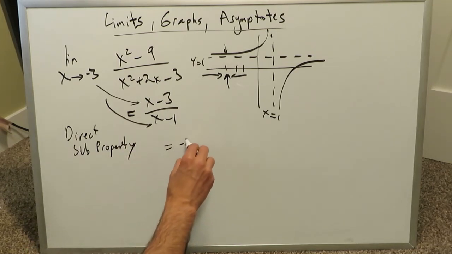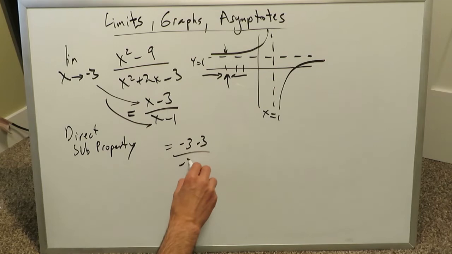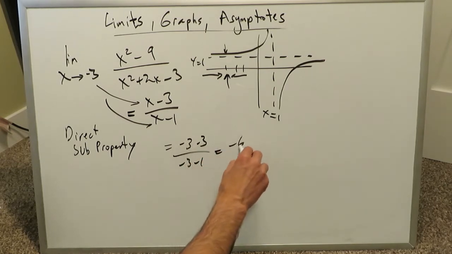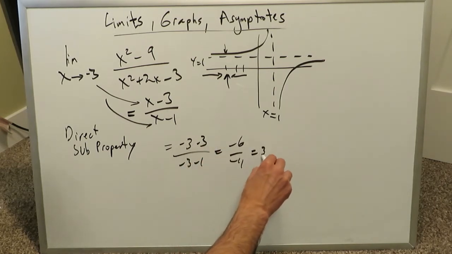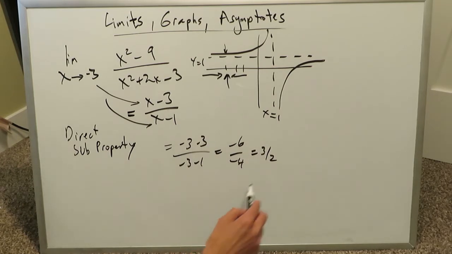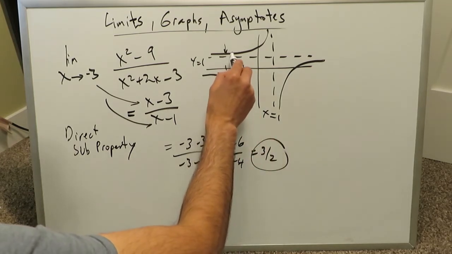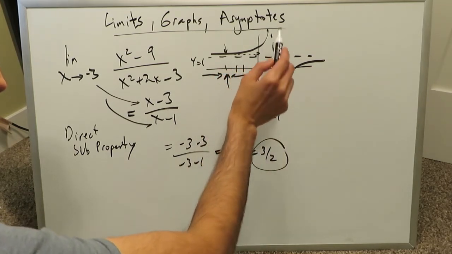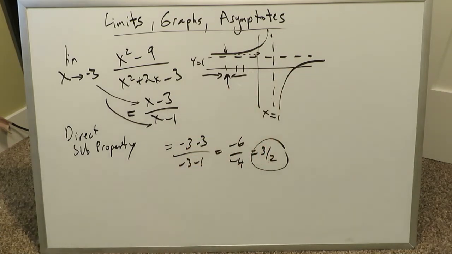You do minus 3, and minus 3, minus 1. You get a minus 6 over minus 4, and the answer is 3 over 2. So what does that tell you? This value right here, if you were to look it across right over here, it would be a y value of 3 over 2.